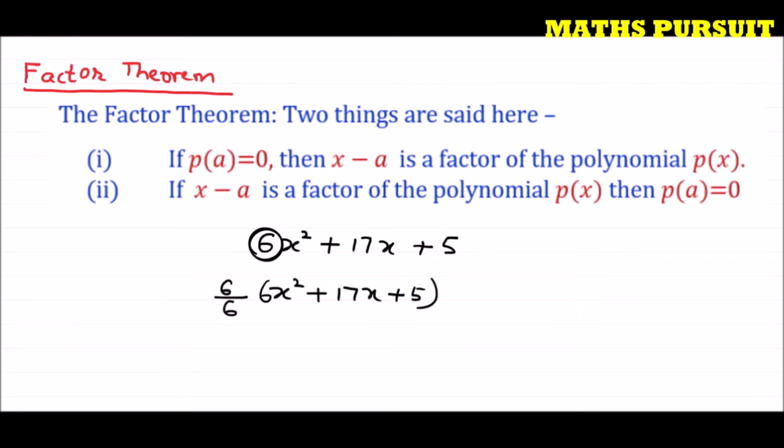What I am doing here is just multiplying as well as dividing 6 to the numerator as well as to the denominator of the given polynomial, so that I can remove the 6 from the x square coefficient. Or I can write this one as 6 into 6x to the power 2 plus 17x plus 5 divided by 6, just keeping the numerator 6 as it is and multiplying the denominator 6 to the given polynomial.